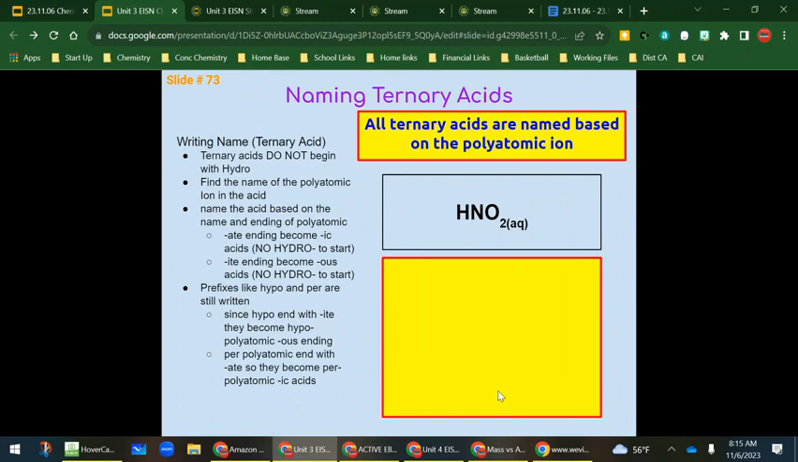HNO2. What is NO2? Nitrite. So what would our acid become? Nitrous. Nitrous acid. So again, the last one was nitric because it came from nitrate. Now that we have lost an oxygen, it becomes nitrous acid because it came from nitrite. Naming it all based off of the polyatomic. Question.